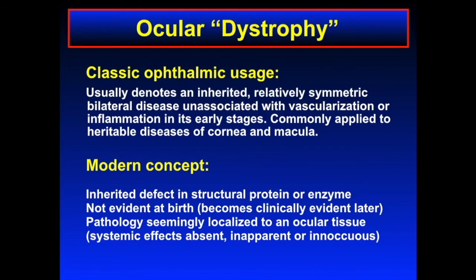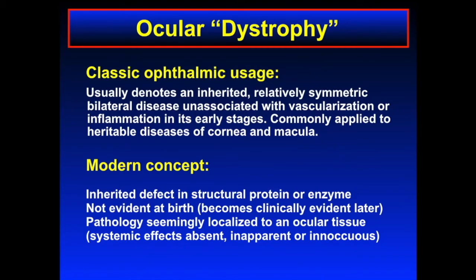Corneal dystrophies are rare, but they're interesting conditions, and questions frequently are asked about them because it's easy to ask questions about them. Classically, the term dystrophy denoted an inherited, relatively symmetric or bilateral disease which didn't have vascularization or inflammation in its early stages.